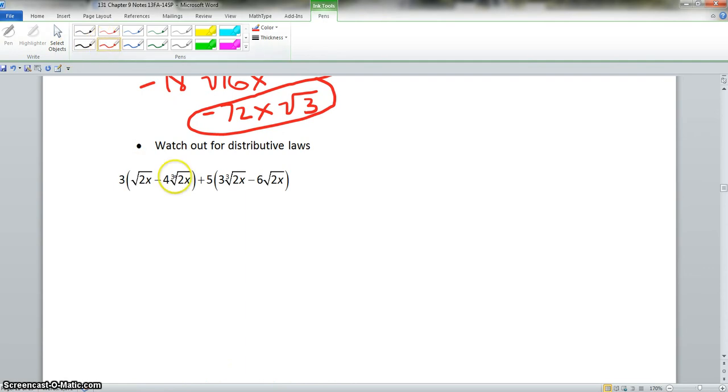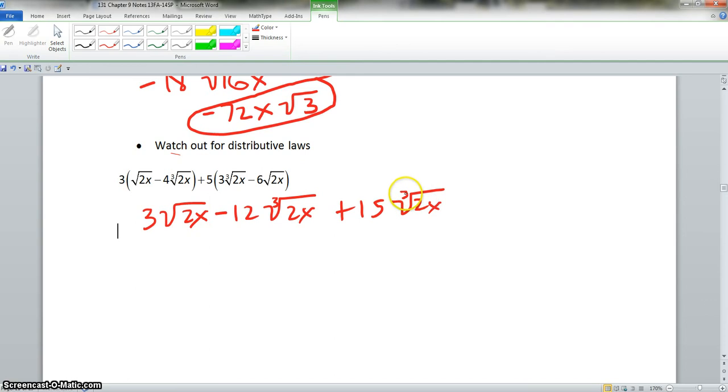Now we move on to the next thing here. We have watch out for distributive laws. Now here we're going to distribute this 3 across everything in this parenthesis and this 5 across everything in this parenthesis. So we add 3 times the square root of 2x minus 12 cube root of 2x plus 15 cube root of 2x, and then minus 30 square root of 2x.